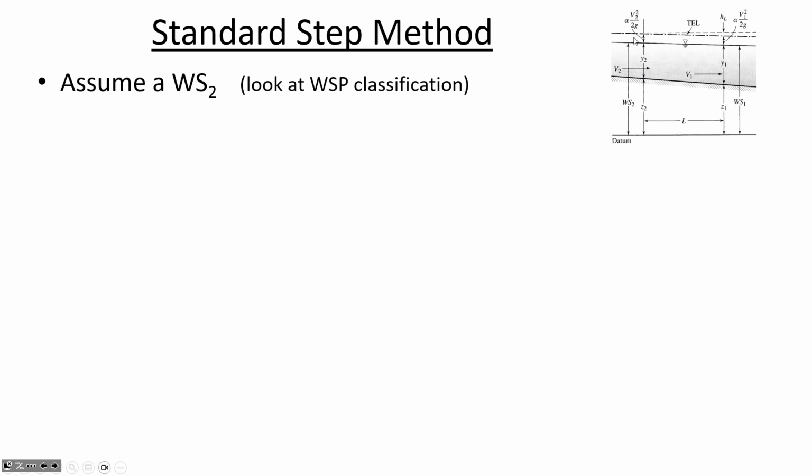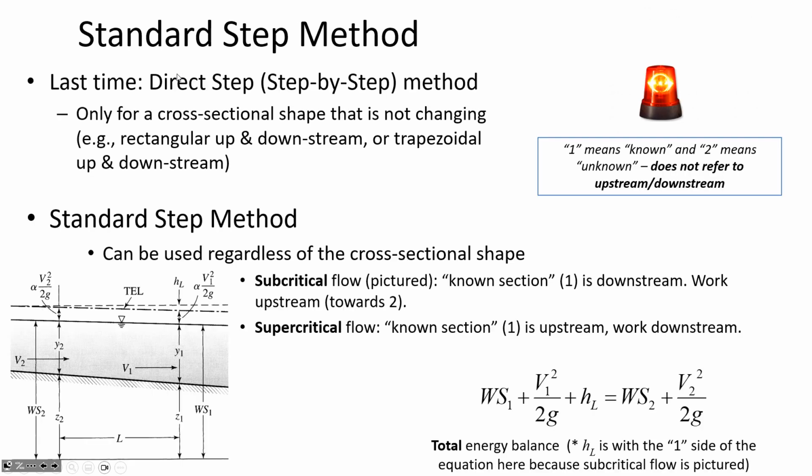So here's the method. This is what I've built into the template. We're going to assume a water surface elevation for 2. Why do we assume? It's because we don't know the water surface elevation at 2. We know conditions at 1. We know the depth of the water at 1. We know the velocity at 1. We're trying to find out how deep the water is at this unknown location.